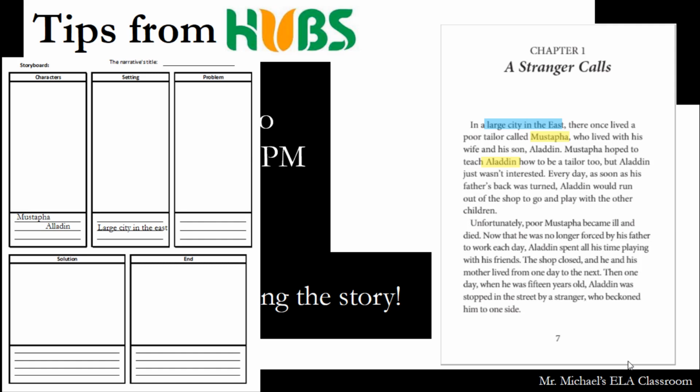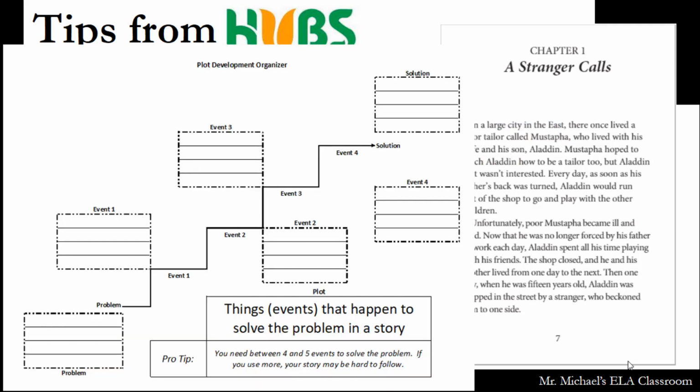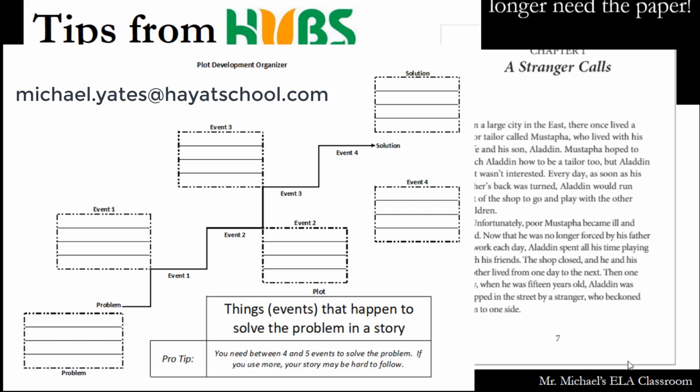And then, to summarize the plot, you could use something like this. This is a plot development organizer. Because when we're writing, we have to organize events. In a story, you could just pick 4 events and then retell the story. So if you want a copy of these, just send me an email and I will send them to you. Or ask your teacher for whatever they use.